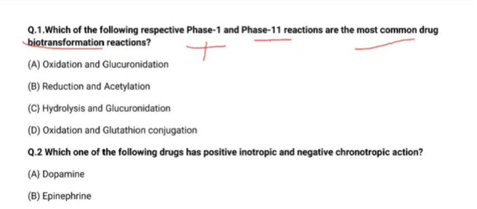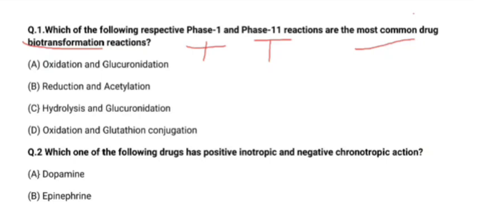Phase 2 reaction is purely synthetic. In that we are adding some important endogenous groups to the drug so that it becomes more polar and can be easily excreted. It includes glutathione conjugation, glucuronidation, sulfation, methylation. This reaction makes the drug excreted from our body very easily. It increases the water solubility of the drug.